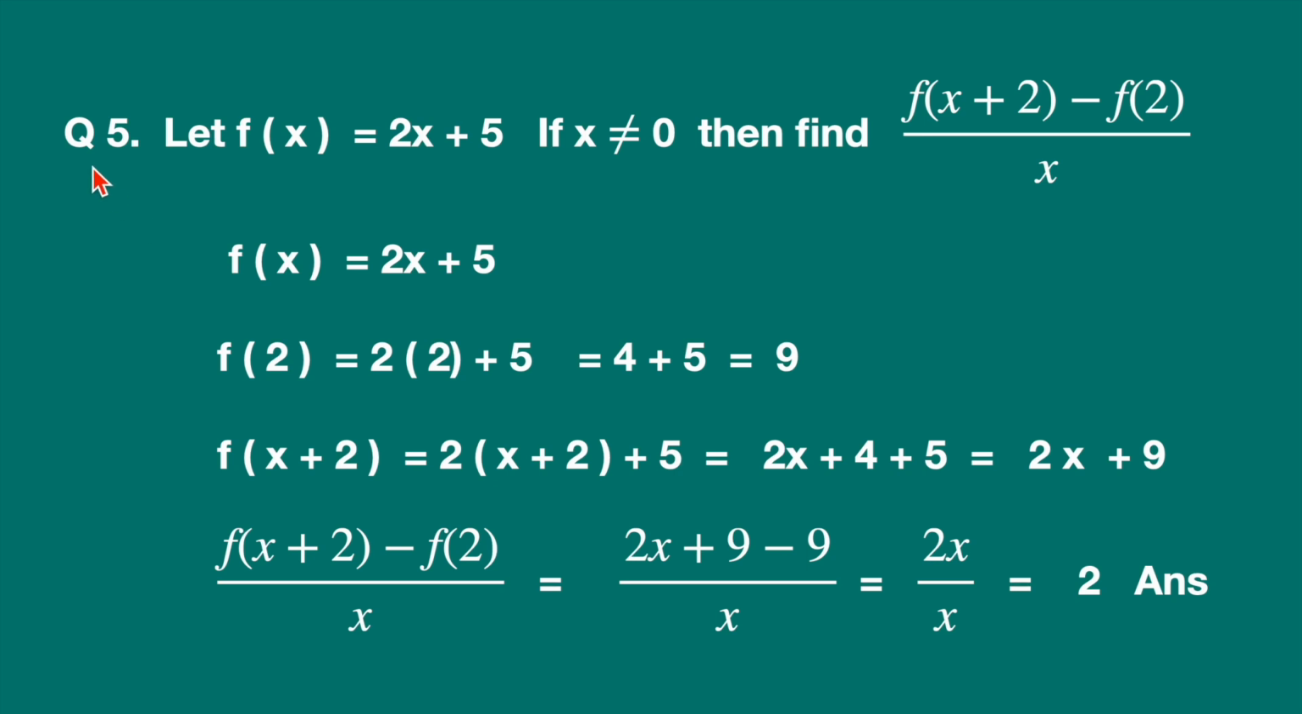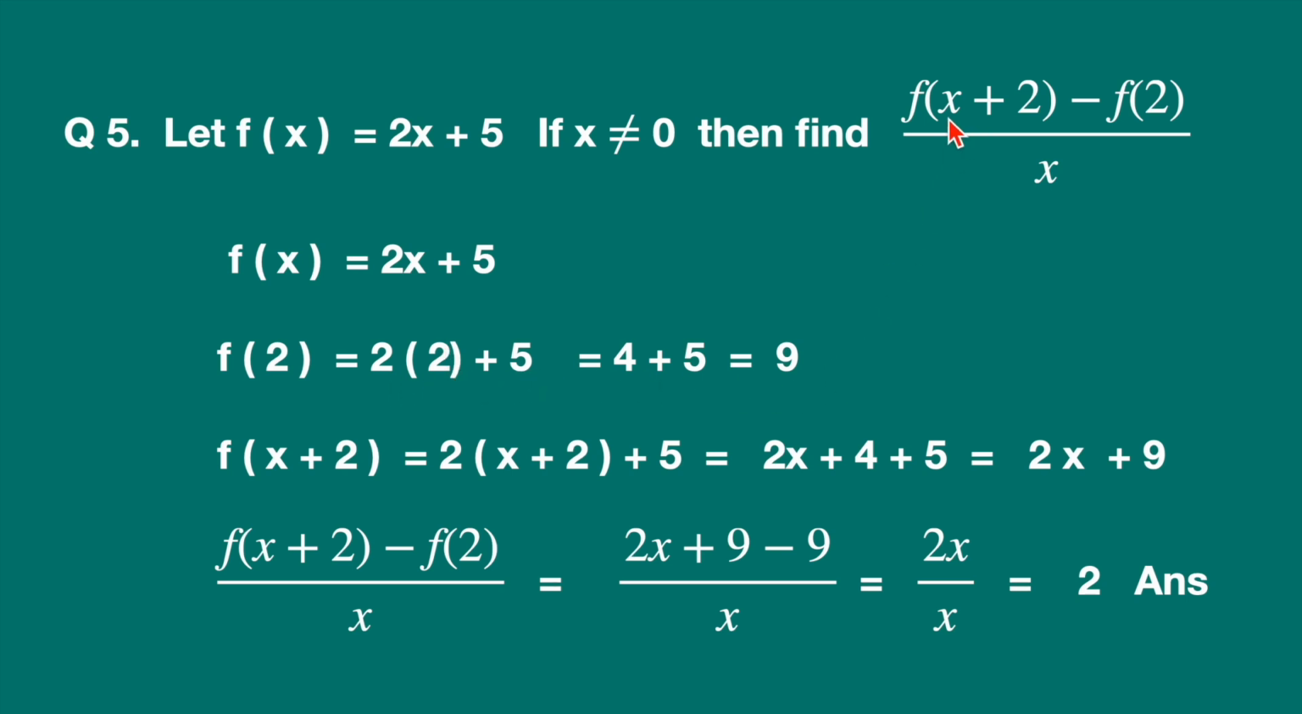Okay, question 5. Let f of x is equal to 2x plus 5. If x is not equal to 0, then find the value of this expression. So let us write down f of x is 2x plus 5. Let us find out f of 2. That means put the value of x as 2. Substitute here, you get 4 plus 5, 9.